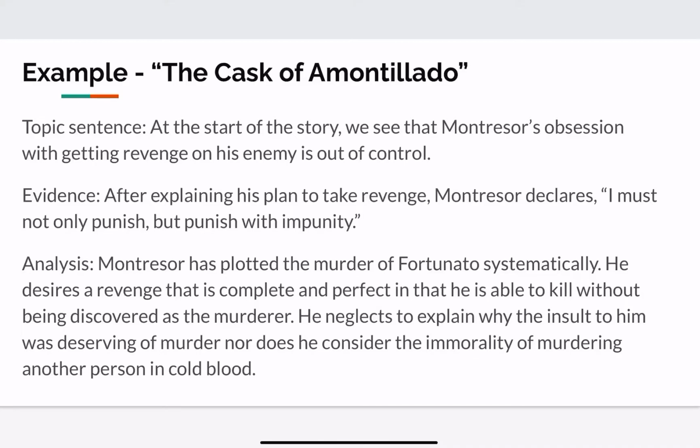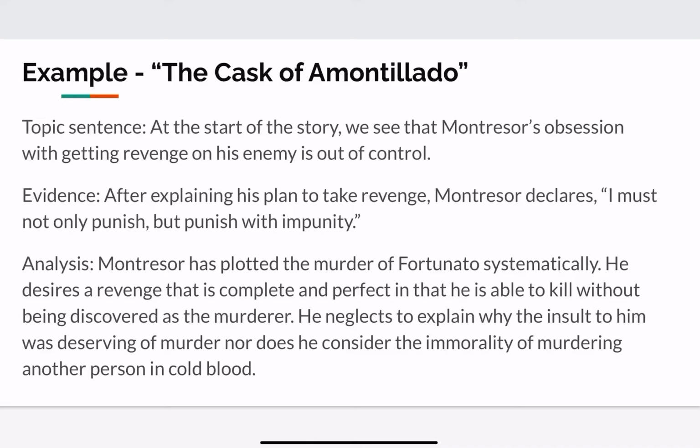So the analysis is that Montresor has plotted the murder of Fortunato systematically. This is cold-blooded murder. This is something that he's thought about ahead of time, and he's making sure that he has a complete plan. It's not just a momentary anger that he has here. This is something that he's really thought out.